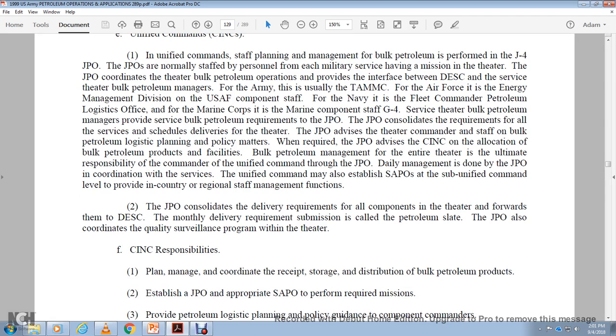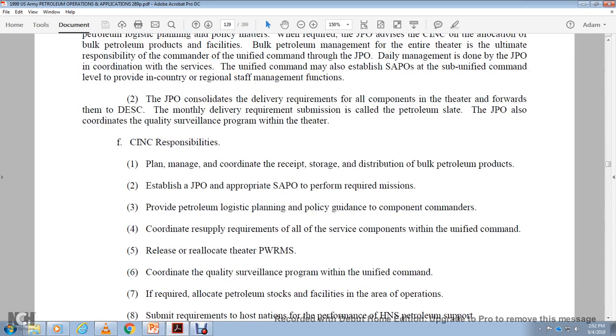The Joint Petroleum Office consolidated delivery requirements of the components theater forward with the Defense Energy Supply Center, with the movement of delivery requirements of the mission collected by the Petroleum State. The Joint Petroleum Office coordinated with the quality surveillance program within the theater. The Unified Command has the responsibility of planning, managing, and coordinating the receipt, storage, and distribution of bulk petroleum product.